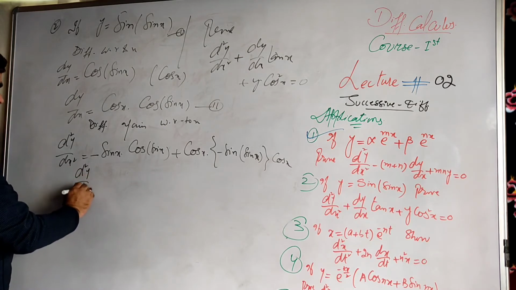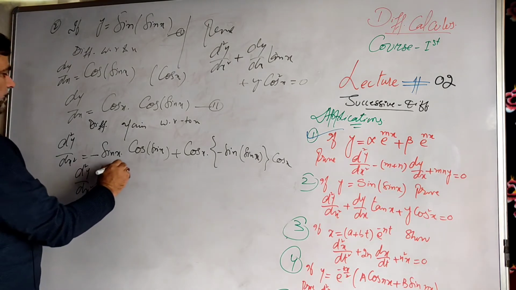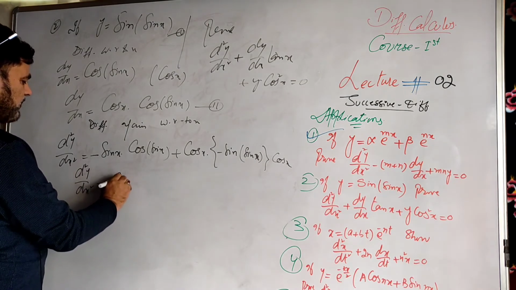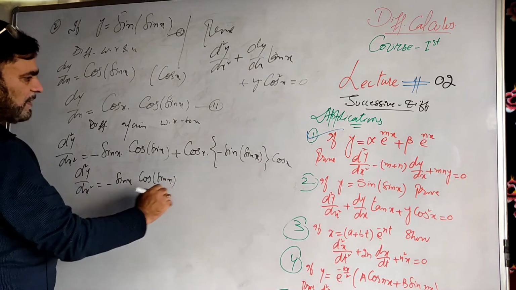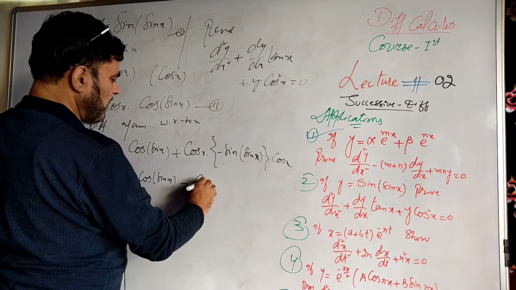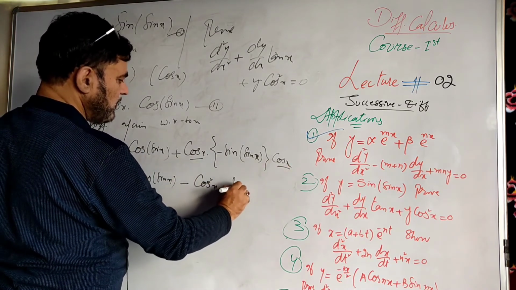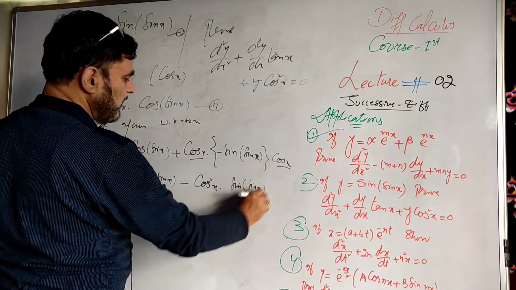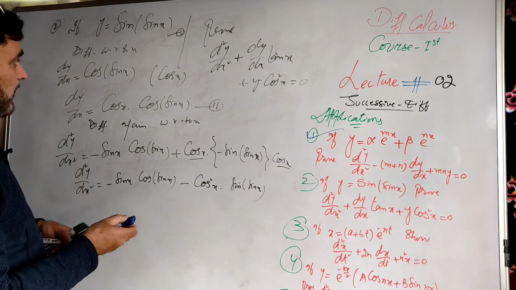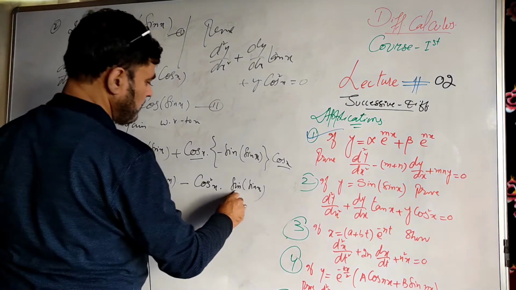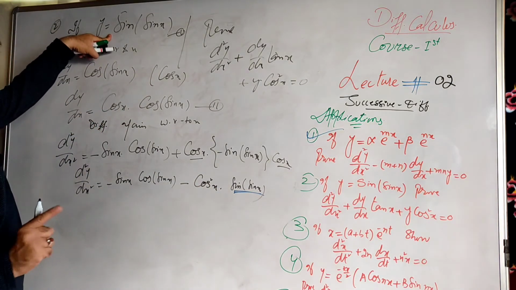d2y by dx square, we can write it is minus sin x cos of sin x, minus cos square x, this cos x, this cos x, cos square x into sin of sin x. You see how we go now. Now your sin of sin x is actually y from the first. Sin of sin x, it is y. Replace by first, it is y.